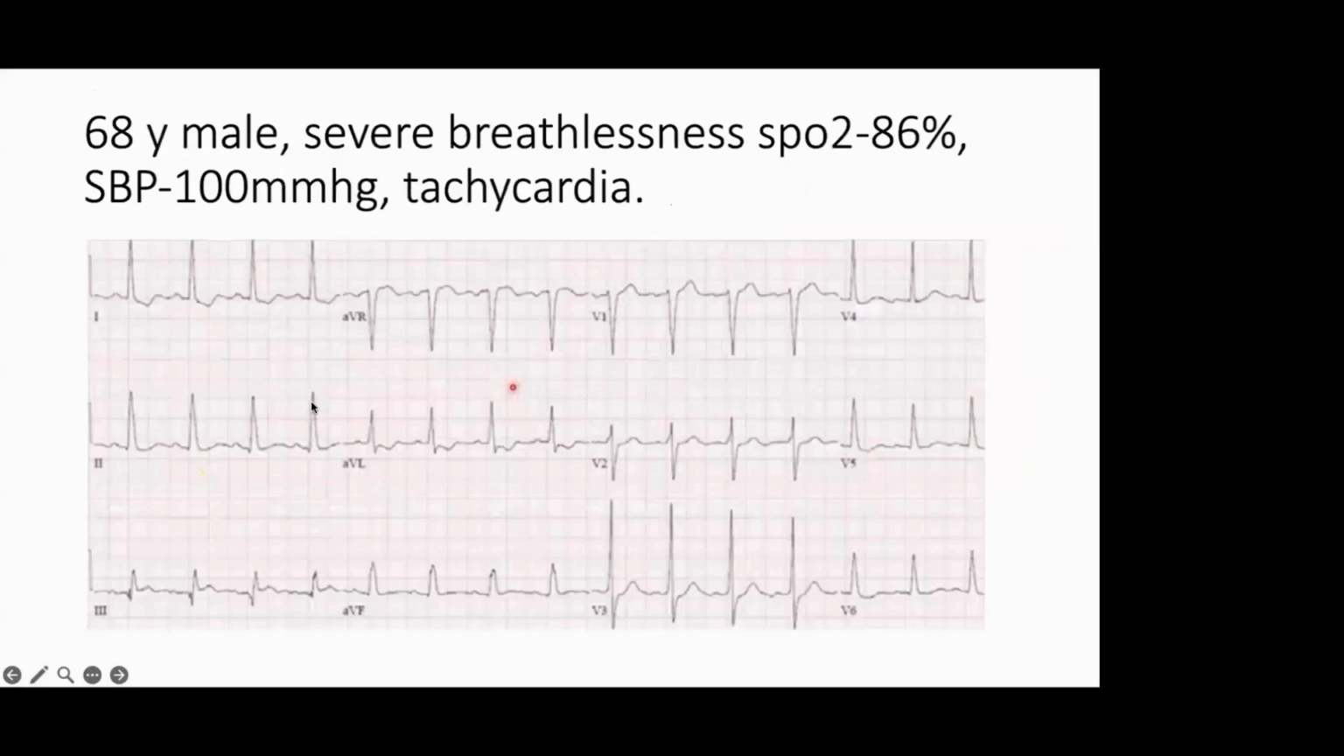Next is very important. You shouldn't miss it. This is a major problem. So what will be the problem? It's a 68-year-old male with severe breathlessness, saturation falling to 86. Whenever saturation falls, it is usually pulmonary edema or COPD exacerbation, but in this patient there is no COPD history. Systolic BP is borderline at 100 mmHg and he's tachycardic. So what is the finding in the ECG? What is the diagnosis? How will you risk stratify the patient? What is the risk of the patient?